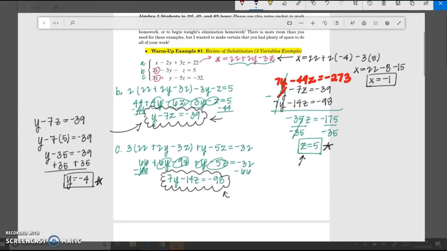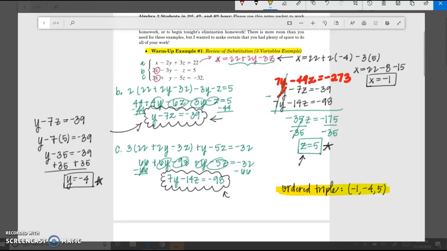So that's how we can solve a 3-variable system fully using the substitution process. And remember, you can report your final answer as what we call an ordered triple, which just means you write out x comma y comma z. In this case, that will be negative 1 comma negative 4 comma 5 for my x, y, and z values. And that's my final answer, so I can go ahead and box that up. And we're all done with that example.